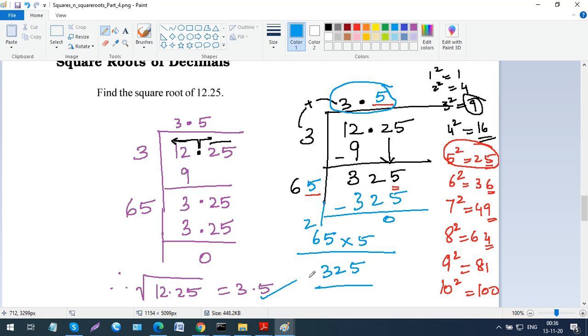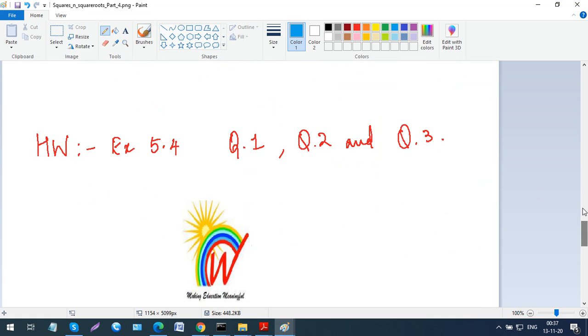Now you solve this exercise 5.4. Just do the first, second and the third. That's enough, the rest are not needed. Then we finish this chapter.